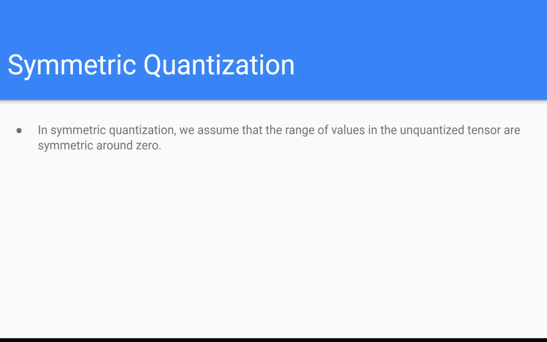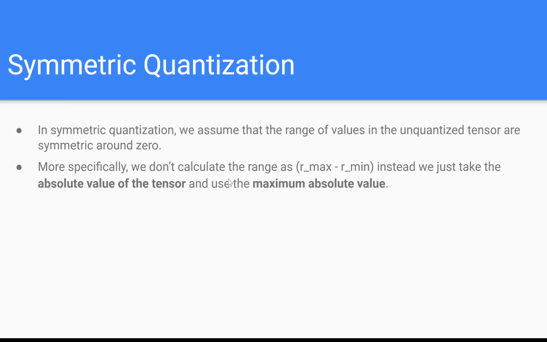Essentially, the whole symmetric part of it is that we're going to assume that the range of values in the unquantized tensor, that 32-bit tensor that we're starting with, is symmetric around 0. And we're also going to assume that the range of values in the quantized range is also symmetric around 0. And I'm going to show you what that means in more detail here soon.